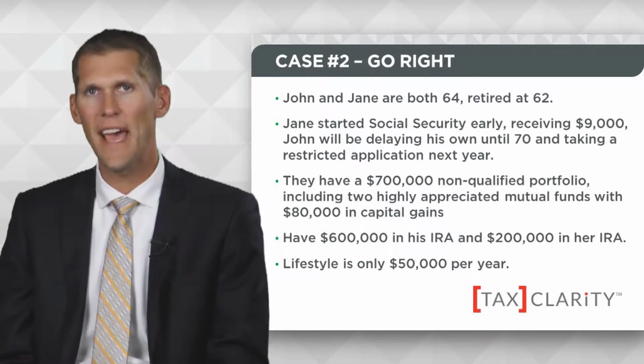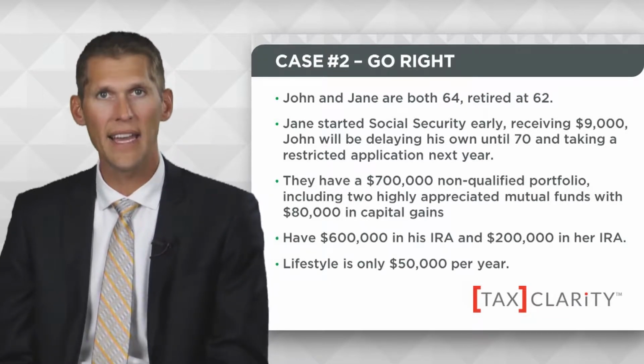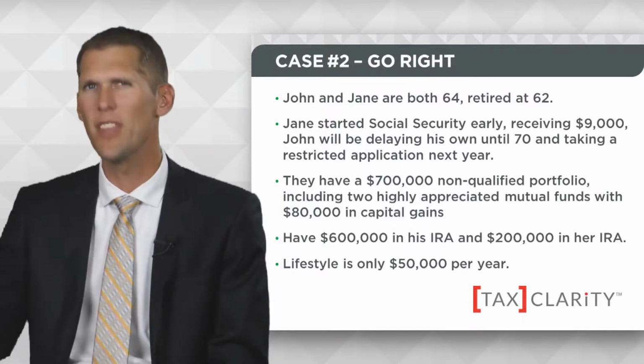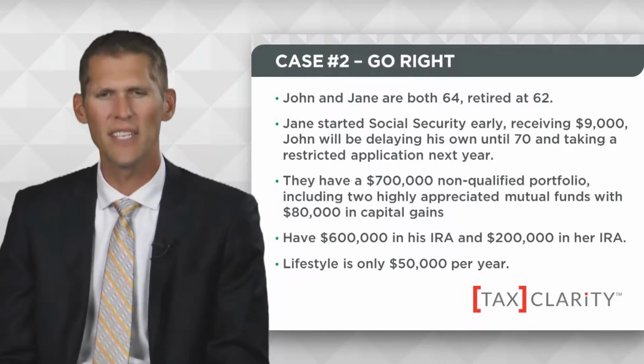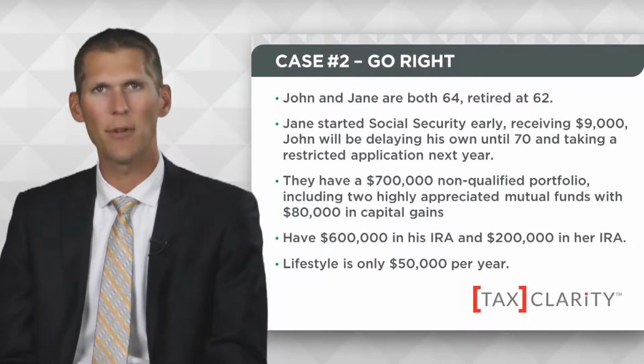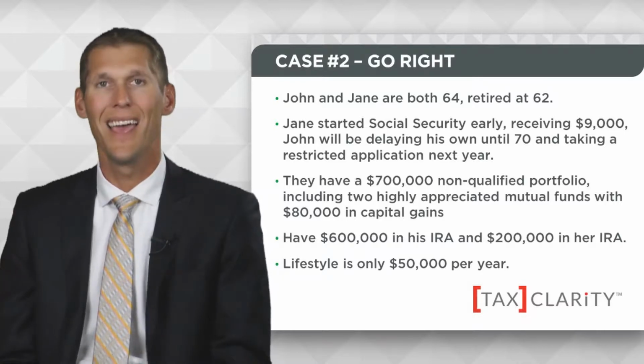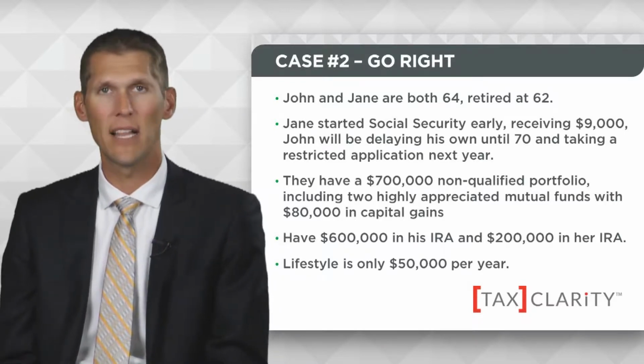Now they have $700,000 in a non-qualified investment account. That includes 2 highly appreciated mutual funds, maybe those transferred in from a prior advisor, and they've got $80,000 capital gains in those two mutual funds. They've got $600,000 in his IRA and $200,000 in her IRA. And their lifestyle's only $50,000 per year.